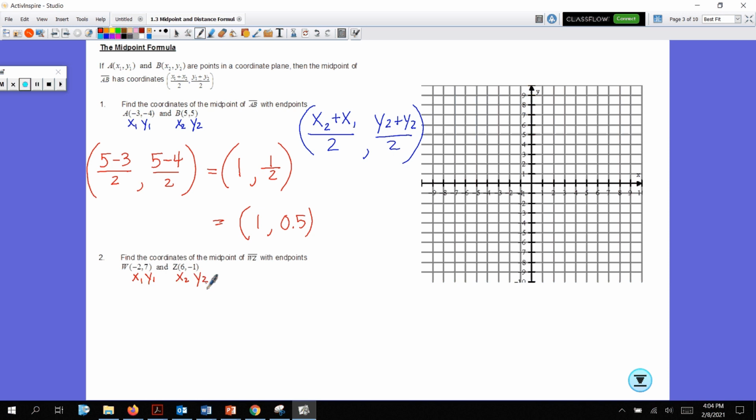We're going to add our x's together. 6 plus negative 2 is really 6 minus 2, all of that divided by 2. And then I add my y's together. Negative 1 plus 7, all of that divided by 2.